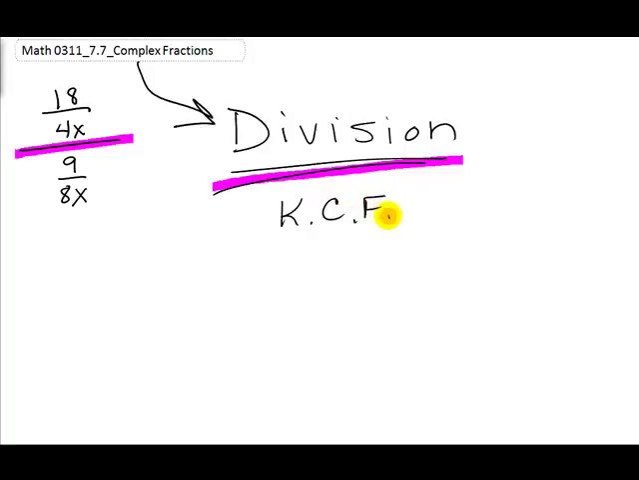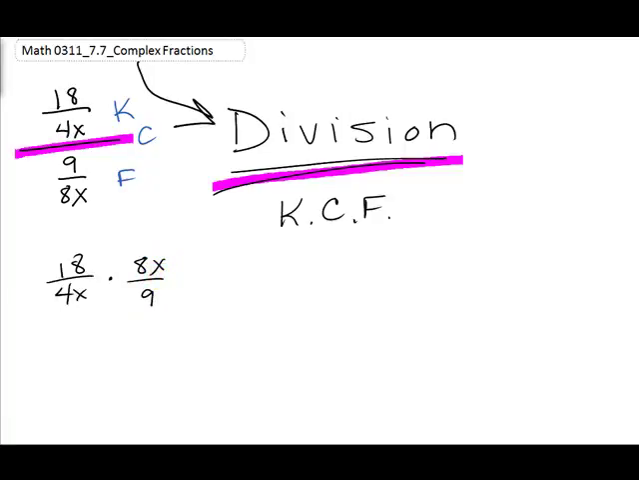So you've got two choices here. You can go straight from here and do your keep, change, flip, or you could rewrite this. So I'm going to do the first one. I'm going to do the keep, change, flip first. So we'll keep the first, change that to multiplication, and flip that. So we'll have 18 over 4x times, flip it.